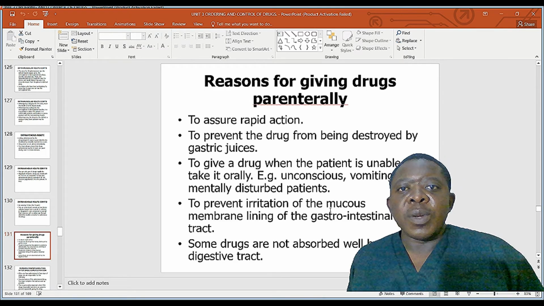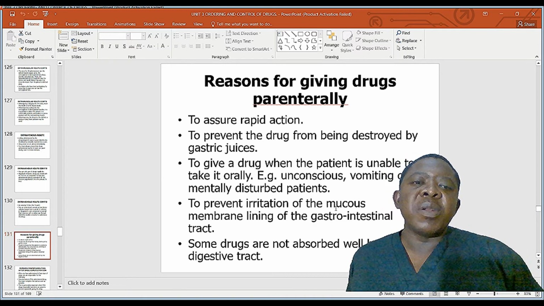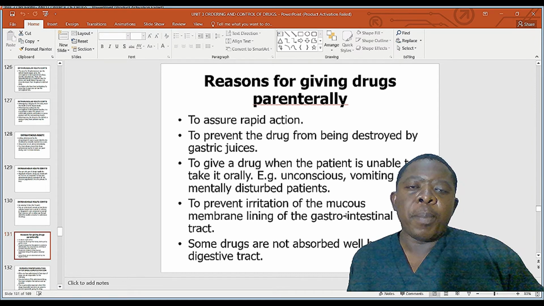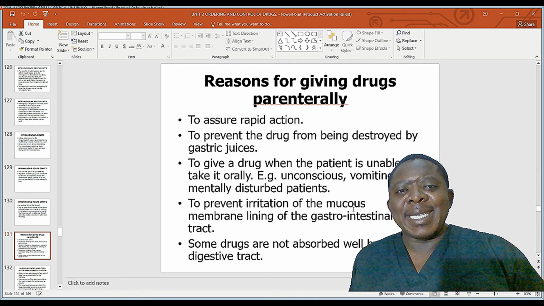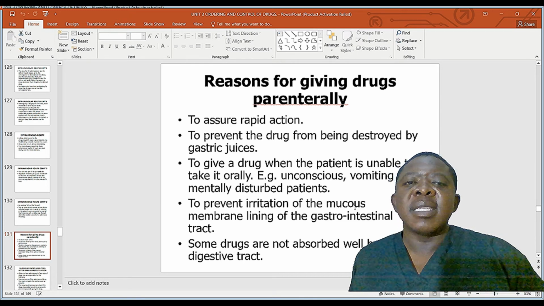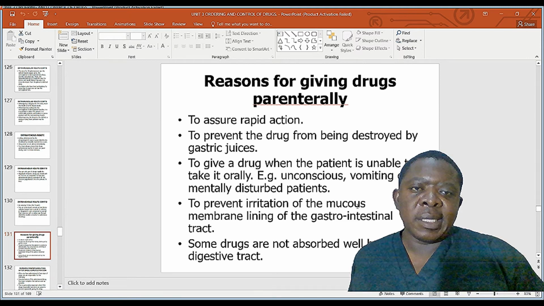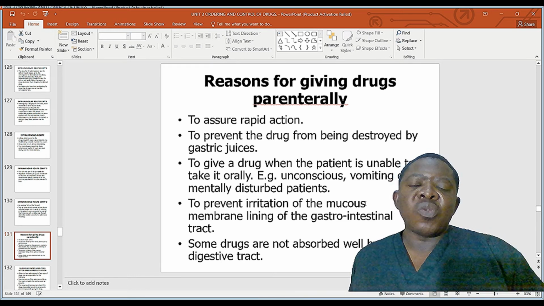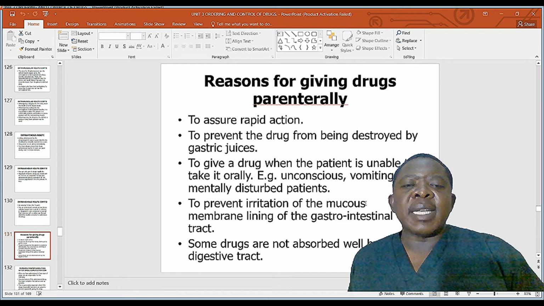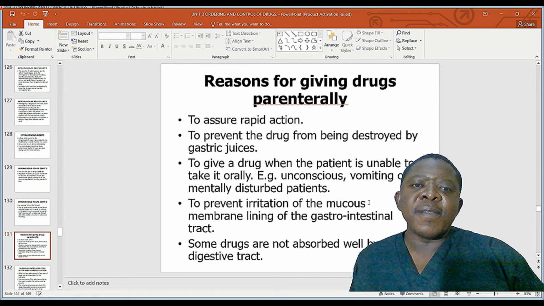Now, reasons for giving drugs parenterally. Let us look at the main reasons why drugs can be given parenterally. One of the reasons is to assure rapid action. Drugs that are given parenterally are easily absorbed and used within the sites. So that is to assure rapid action. Another is to prevent the drug from being destroyed by gastric juices. Some drugs, if taken orally, can be destroyed by gastric juices. So that's why they have to be given parenterally.